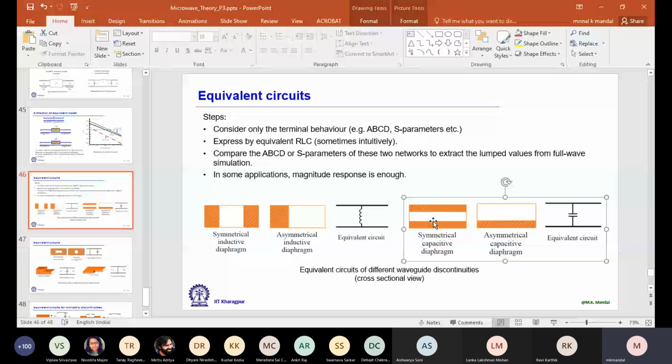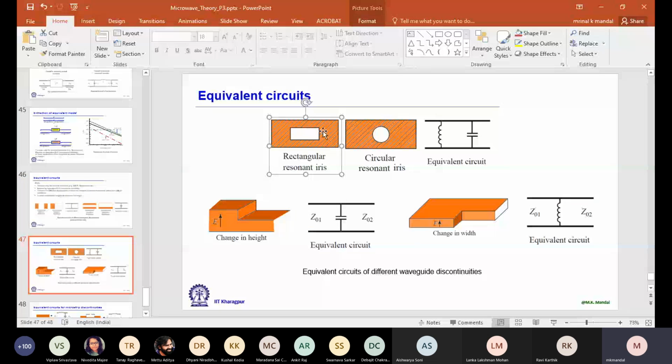Next. Now we are putting metal all over it. You see, left, right, side walls, top, bottom, broad walls. Then it behaves like a resonant iris, and its equivalent circuit is a parallel resonator in shunt. So we can have a circular resonant iris. We can also have a rectangular resonant iris. Okay, so how we obtain that, we already discussed.